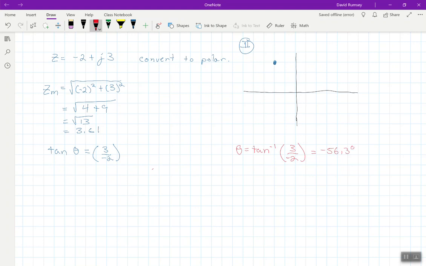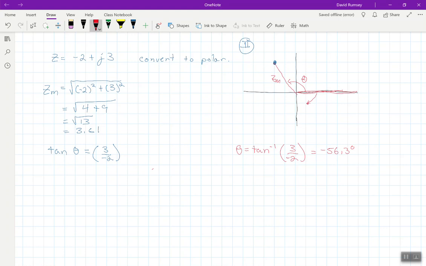But wait a minute, negative 56.3 degrees is not in quadrant 2. Because remember, we always start on the positive x-axis, and negative means I go clockwise. So negative 56.3 degrees is like right here. And that doesn't make sense as far as the angle goes, because if I draw here, this is z sub m, and we know that this should be the angle, theta. Not only do we know it needs to be positive, but it's bigger than 90 degrees, and I'm getting negative 56.3. Well, that's because it's in quadrant 2.